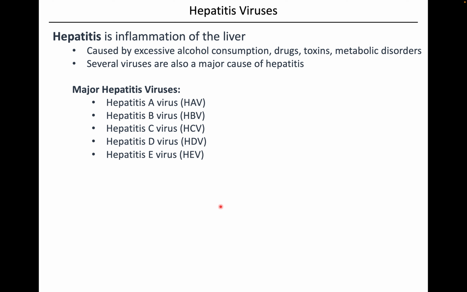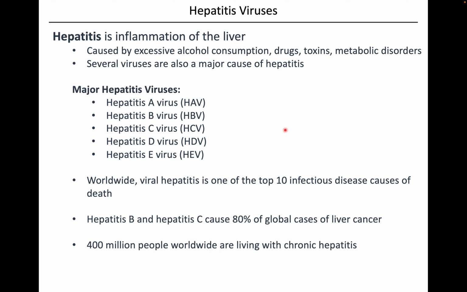All right, so as I'm sure you're aware, hepatitis is just generally characterized as inflammation of the liver, and this can be caused by abuse of alcohol, drugs, poisons, certain metabolic diseases. But what we're going to focus on here is there are, of course, hepatitis viruses that can also cause this condition. And the major hepatitis viruses are just simply named hepatitis A through E, abbreviated HAV, HBV, and so on.